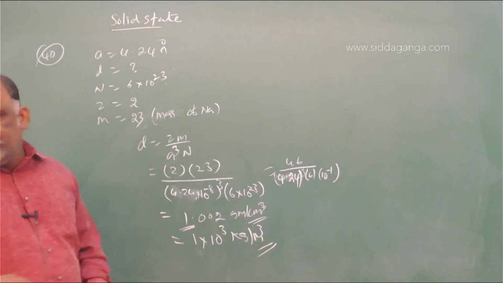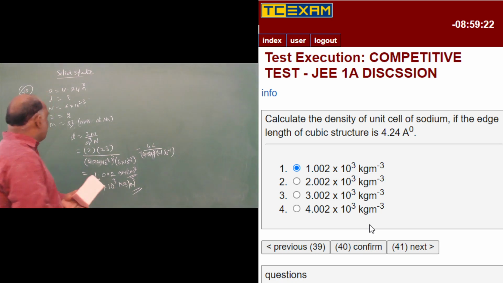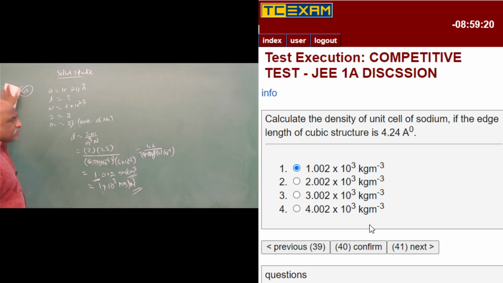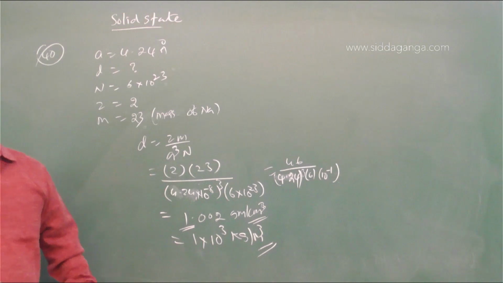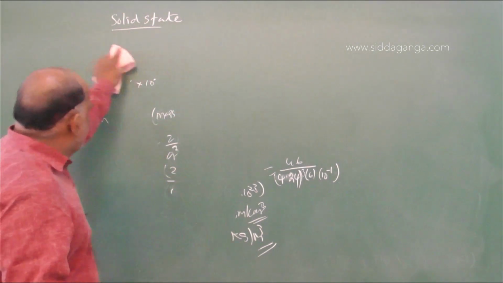Simple direct formula it is. You can apply the formula, you will get that answer. That is 1.002 into 10 power 3 kilogram per meter cube. Convert the value in meter cube, you will get the answer. It is a simple question, direct numerical background it is. And next, question number 41.